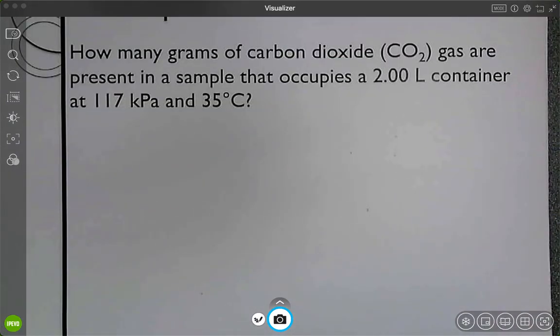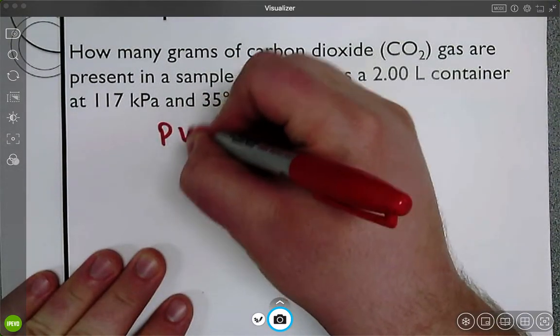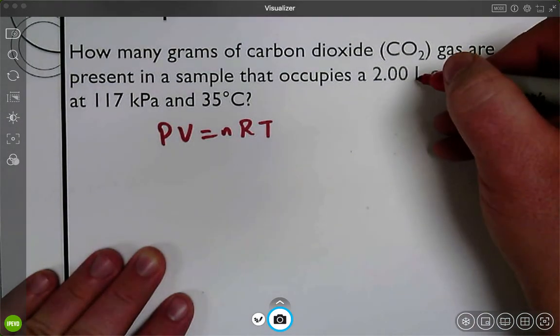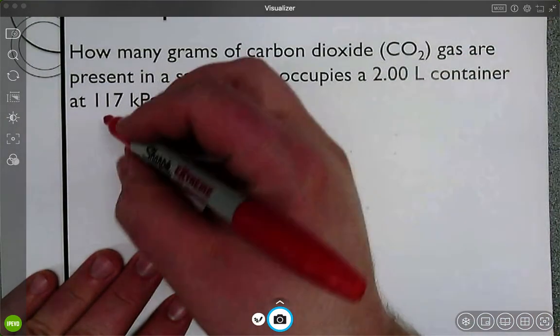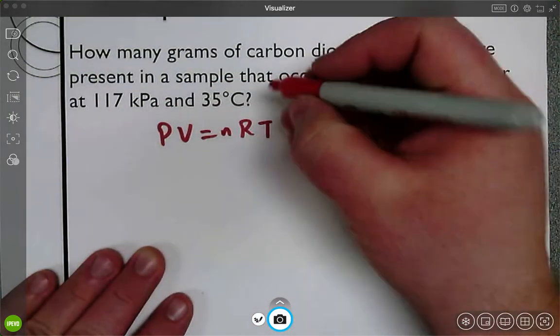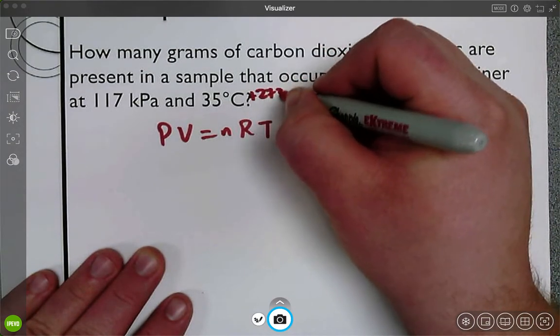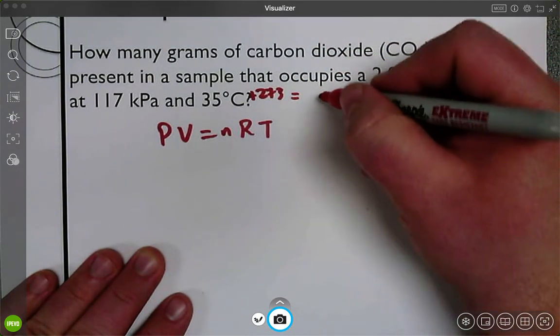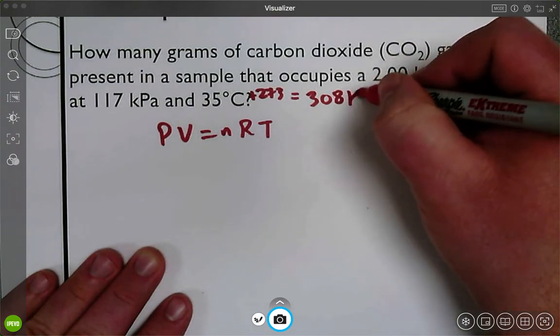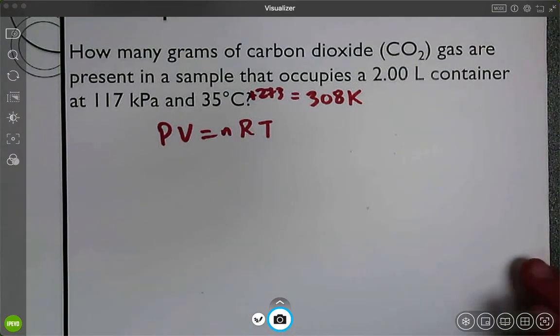Okay, so here's another example problem. Pause the video and try it yourself first. Got an answer? Okay, so the equation here, we got PV equals nRT. My V is 2.00 liters. The pressure is 117 kilopascals. The temperature is 35 degrees Celsius, which if I add 273 to, I get 308 Kelvin.